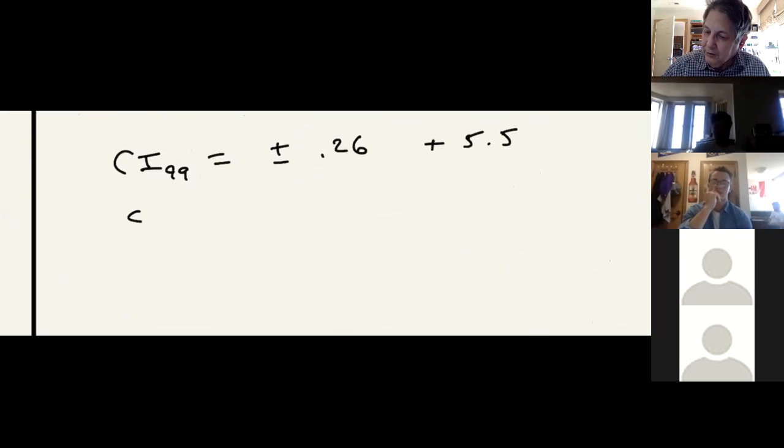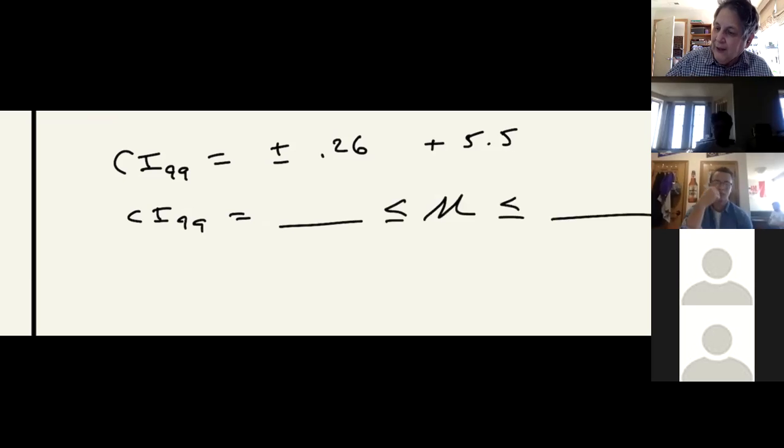Okay, we're there now. So CI 99 equals some number less than or equal to the population mean, less than or equal to some number. And that's the margin of error. That's the confidence interval. How do we get it? This is where most students fail.